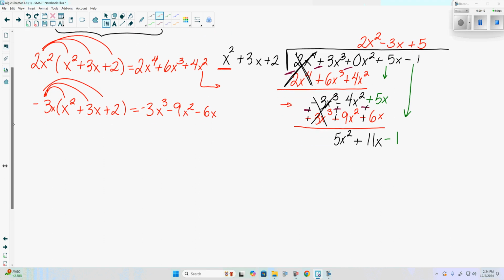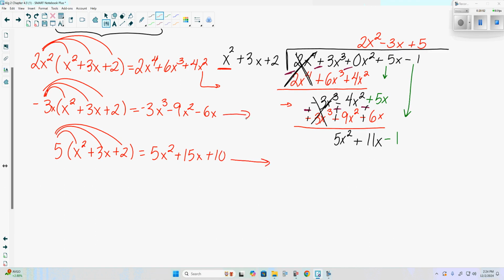And again, we're going to do this one last time. We're going to multiply 5 by our x squared plus 3x plus 2. So 5 times x squared is, well, 5x squared. 5 times 3x, 5 times 3 is going to be plus 15, and we still have our x. And lastly, 5 times 2 is plus 10. Put it underneath and match up our terms.